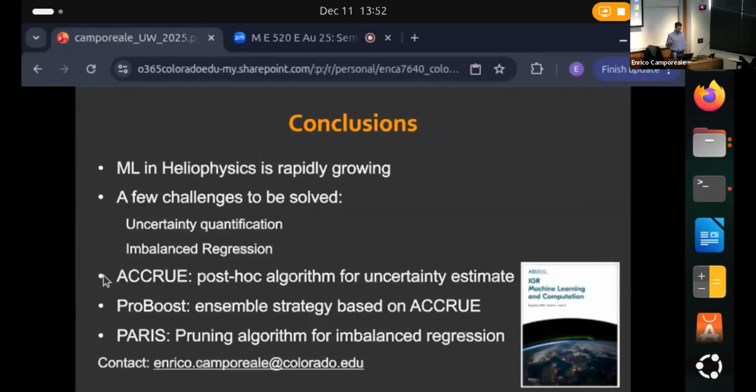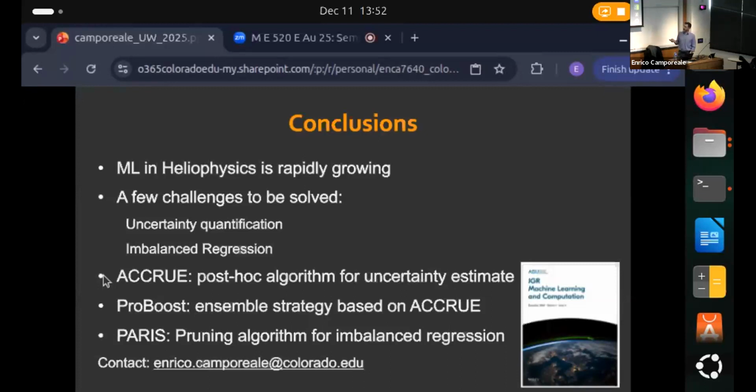ML in heliophysics is a rapidly growing field. There are a few challenges to be solved, at least 6. Those are the ones I mentioned in my paper. And what I showed in this talk in particular are the challenges of UQ, so quantifying uncertainty on top of a deterministic model, and this very hard problem of imbalanced regression. I showed in particular 3 different methods.